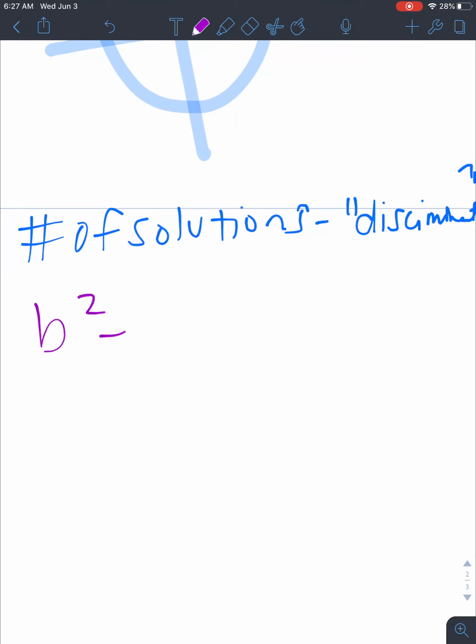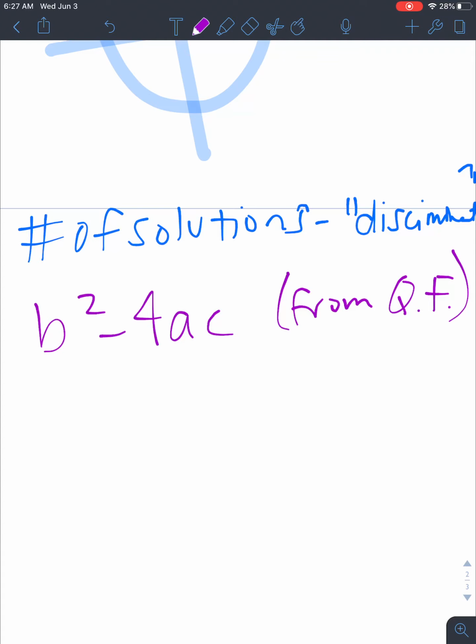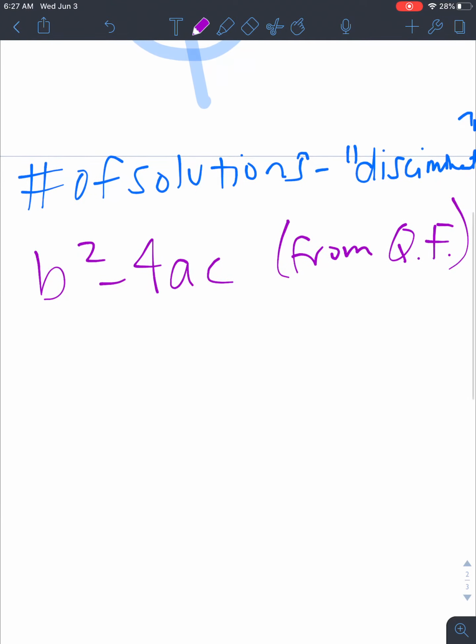So we have this b squared minus 4ac. This is what's inside our square root. Alright, so this is from the quadratic formula, and this is the discriminant piece. This is what determines how many solutions there are.